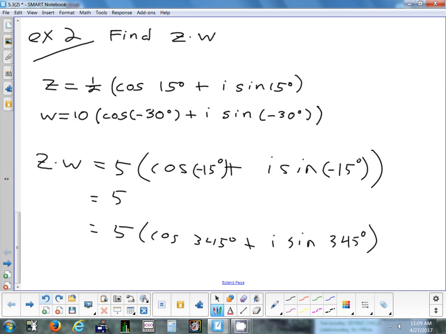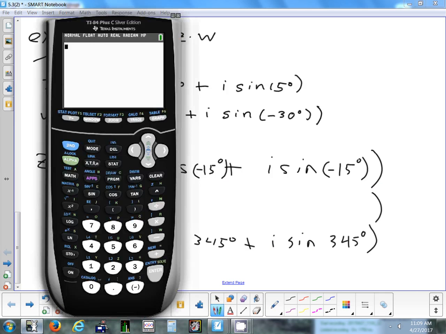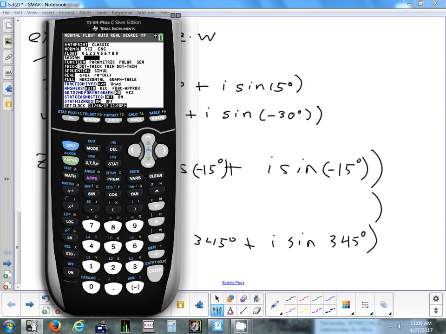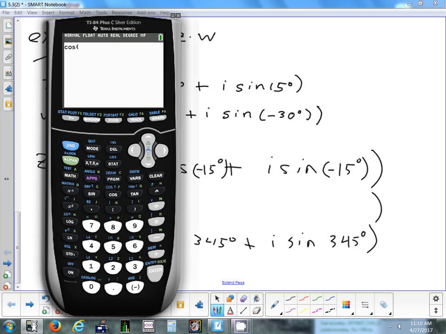So nothing's going to happen with the 5. That you can't really change. But I want to look at what the cosine of -15 is. And I need to go to degrees. Okay, here's the cosine of -15. Okay, it's that number. Here's the cosine of +15. How do those two answers compare? They're equal. So there's no difference between cosine -15 and cosine +15.